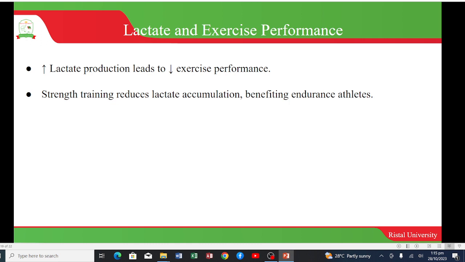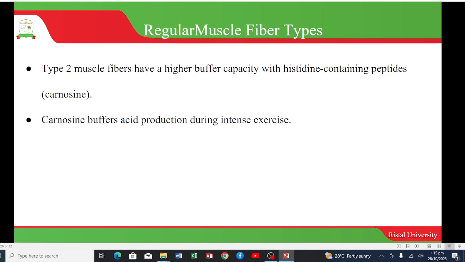Lactate and exercise performance. Increased lactate production leads to reduced exercise performance. Strength training reduces lactate accumulation, which benefits endurance athletes. Regular muscle fiber types. The type 2 muscle fibers have a higher buffer capacity with histidine-containing peptides, that is carnosine. And carnosine buffers acid production during intense exercise.